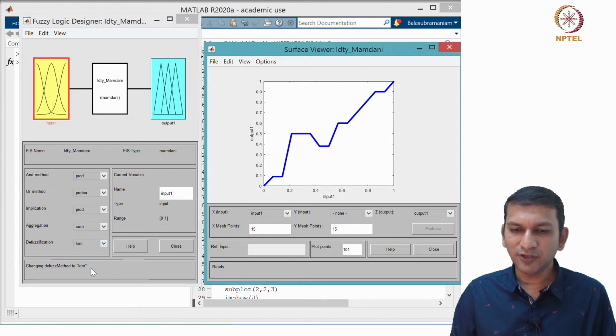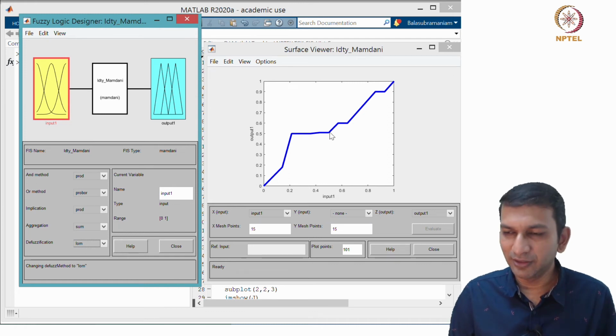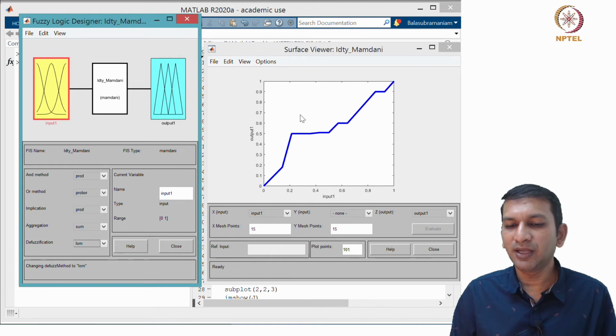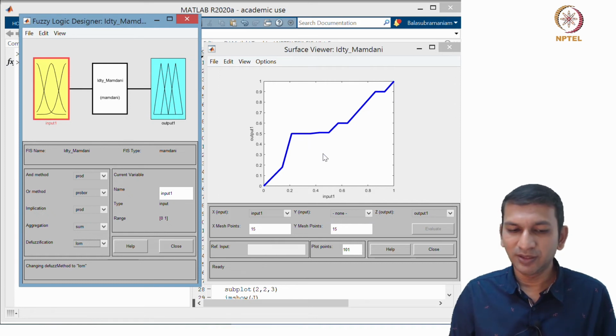If you use the last of maxima, well, at around 0.5, it is doing a good job. It is in fact hitting the diagonal of this function, the identity function. But in other cases, you see that it is not actually doing the job. That means it is not the identity function. However, it seems to be monotonic. That means once it goes up, it does not come down.